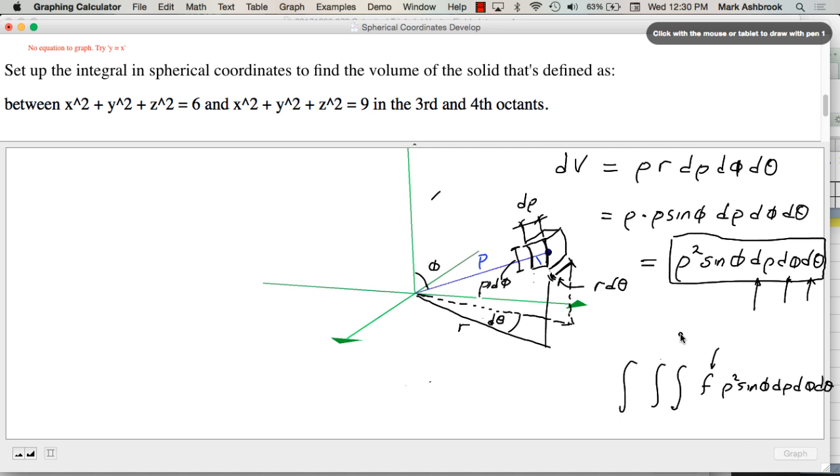Okay, you done? Let's see. Austin, how'd this go? What'd you get for rho? Rho from what to what? I got rho from 6 to 9.